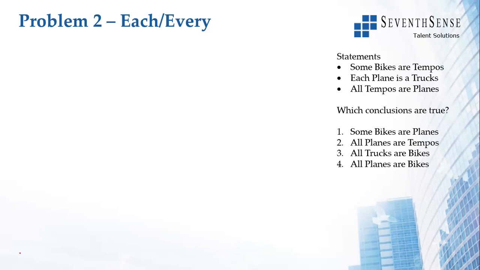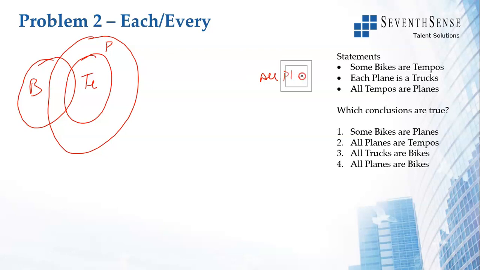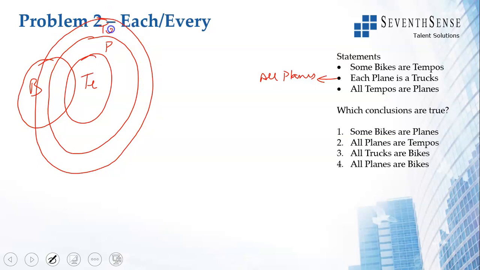Some bikes are tempos. Each plane is a truck and all tempos are planes. See, all tempos are planes. So let me draw this. All tempos are planes and each plane is a truck would mean all planes are trucks. That is what this keyword means. Each is another way of writing all. All planes are trucks. Okay, that is what this means. So I can draw it this way. That is one way of drawing.